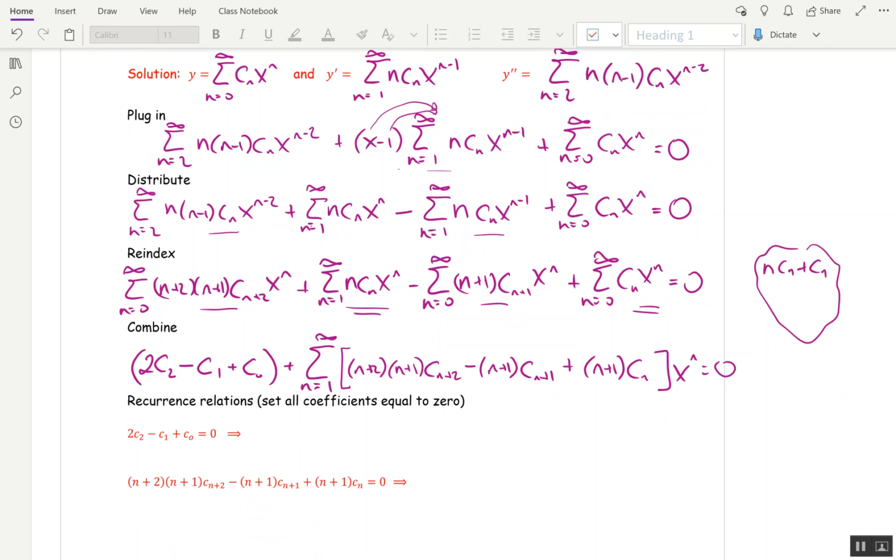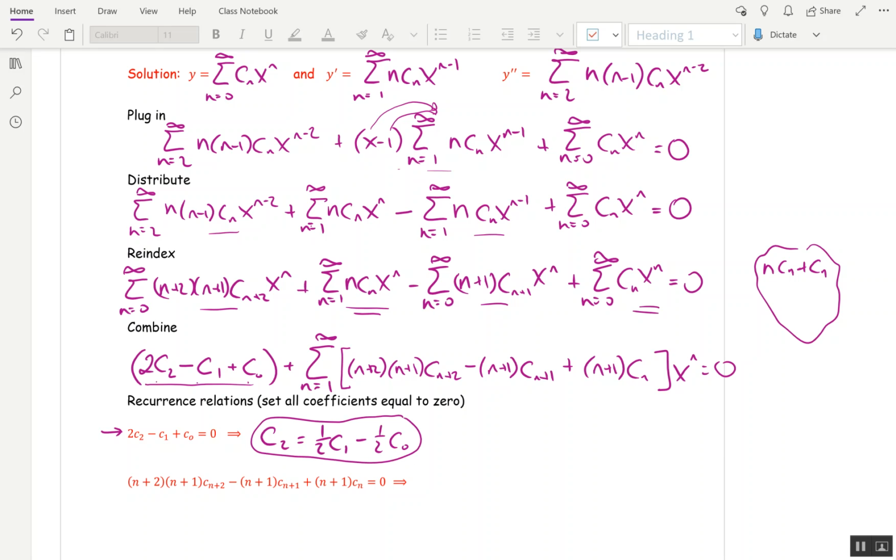Okay, now we're going to set all coefficients equal to 0. So again, don't set each individual piece here equal to 0. Set the whole thing equal to 0 and solve, which I did right here, and solve for the highest value of c. So that's C2. And that's going to give me C2 is, bring the C1 over, so 1/2 C1 minus 1/2 C0. So that's one thing I'm going to need.